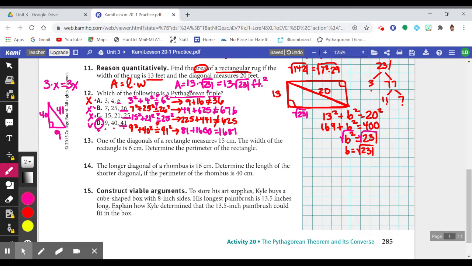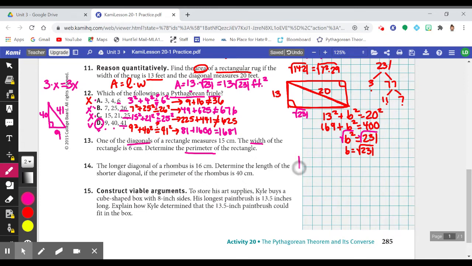Now let's continue on, putting the Pythagorean theorem back into some more context. 13 says one of the diagonals of a rectangle measures 15 centimeters. The width of the rectangle is 6. Determine the perimeter of the rectangle. Notice we did something very similar in number 11, but we found the area of the rectangle. Remember, perimeter is the total distance around a shape. So we have to find all the measures that represent the outside of the shape. And we're given the length of the width and the length of the diagonal.